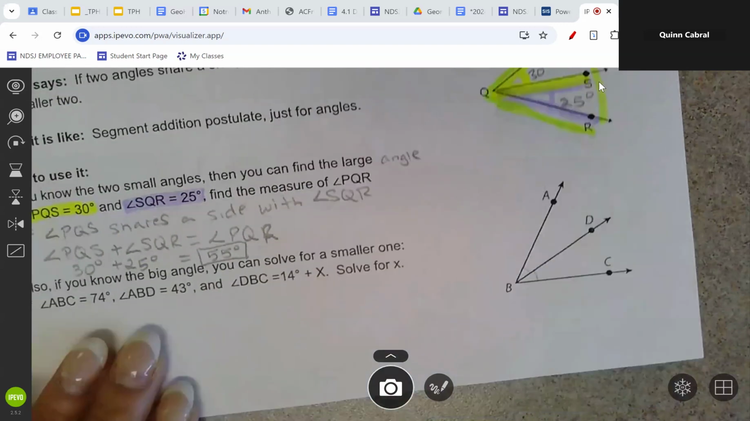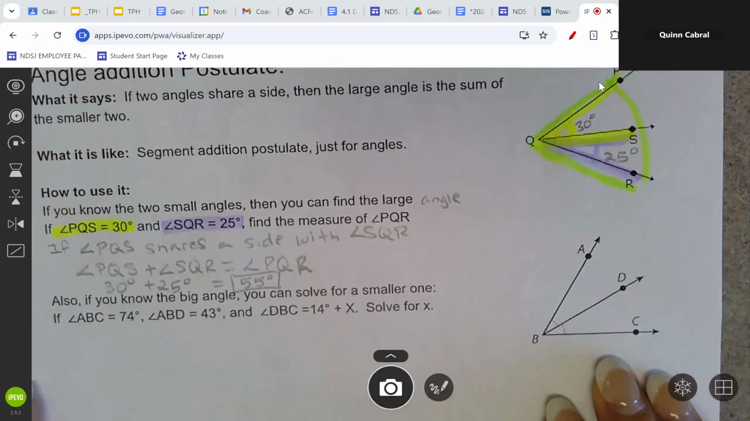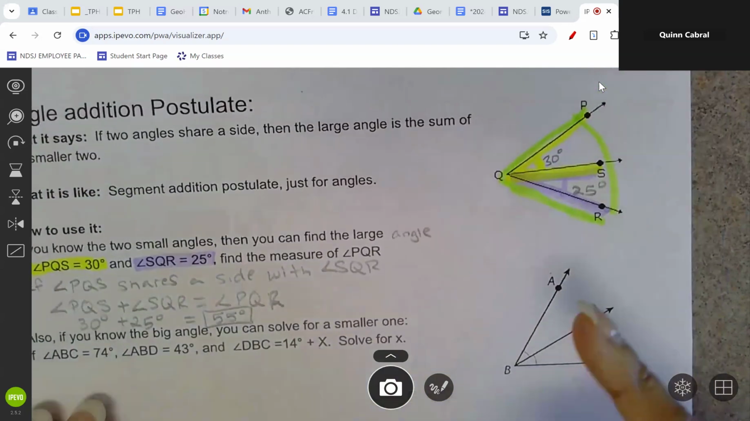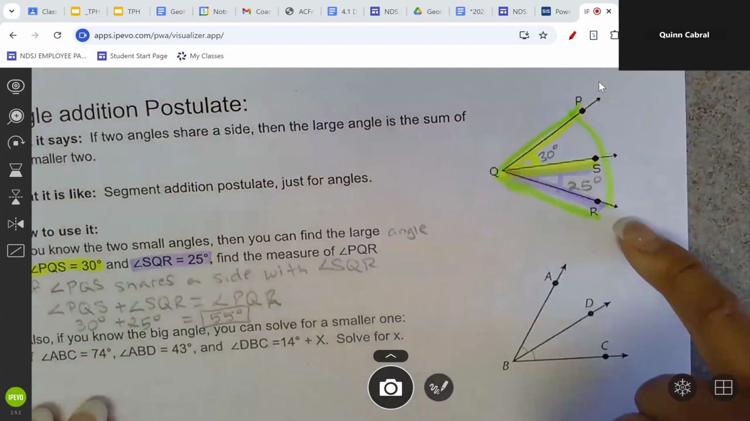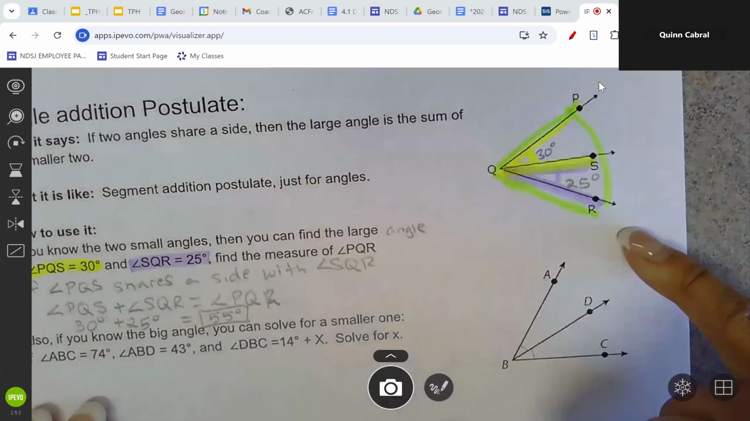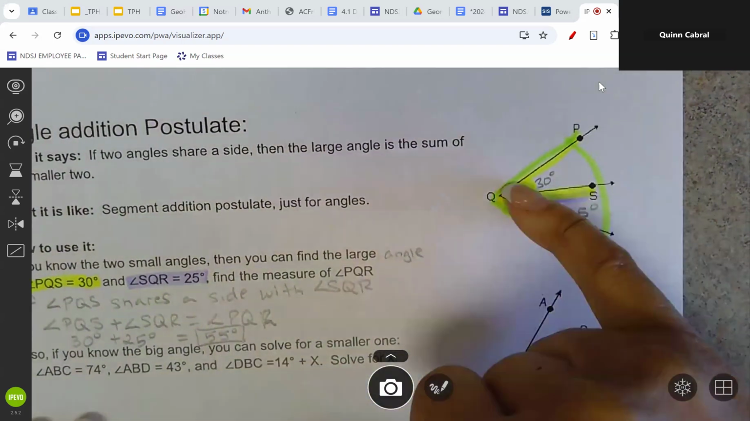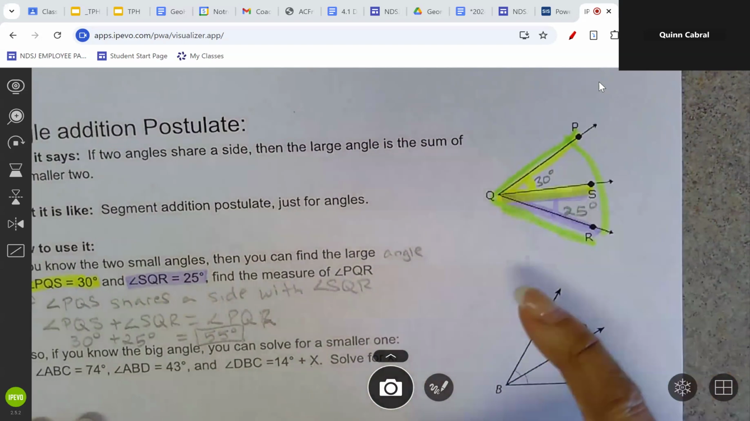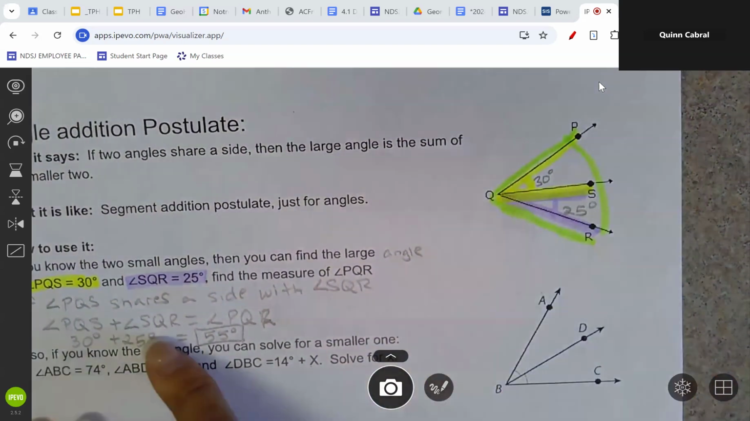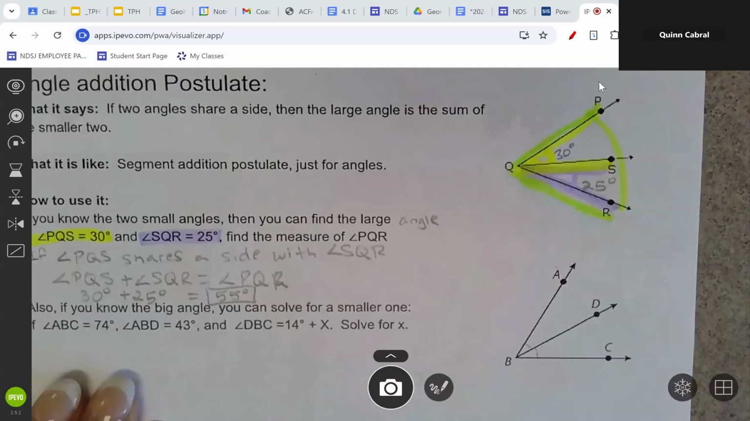So that's how you use the angle addition postulate to find the bigger angle with smaller angles. You could also do it the other way. Say I gave you the big one and I gave you one of the small ones. Well, if I know that PQR is 55 degrees and PQS is 30, that must mean that SQR has to be 25 because 55 minus 30 is 25. So you can use that back and forth.